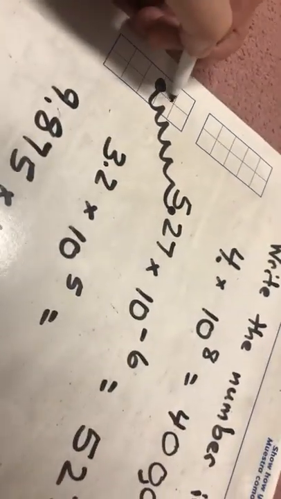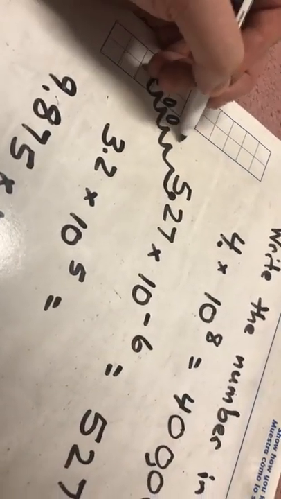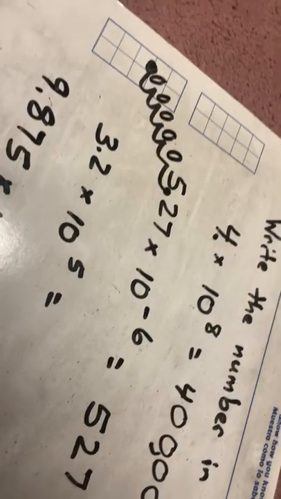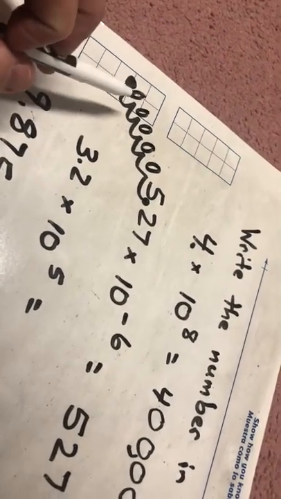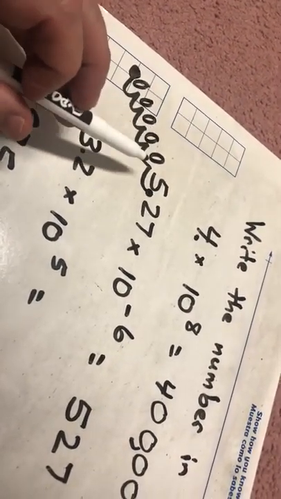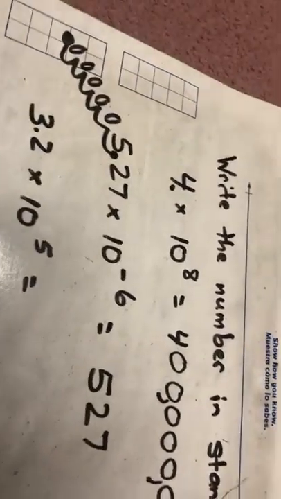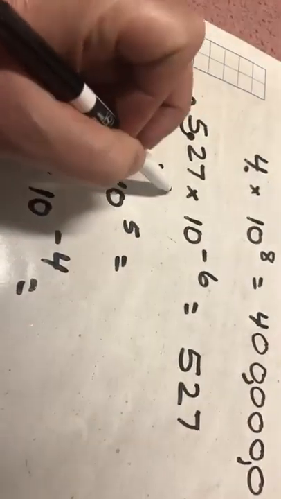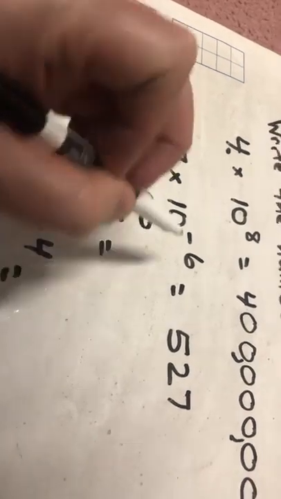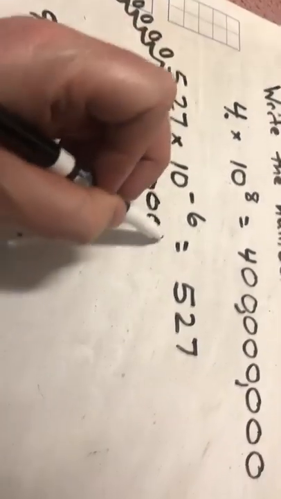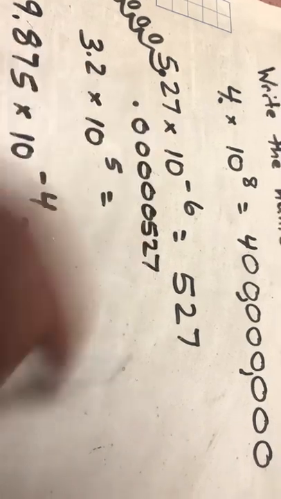And all of these empty spaces are going to have to be filled with zeros, which means I'm going to end up with 0.0000527. And that's what I'm going to need to write down. It's going to be decimal, then I'm going to have those 5 zeros, and then 527.